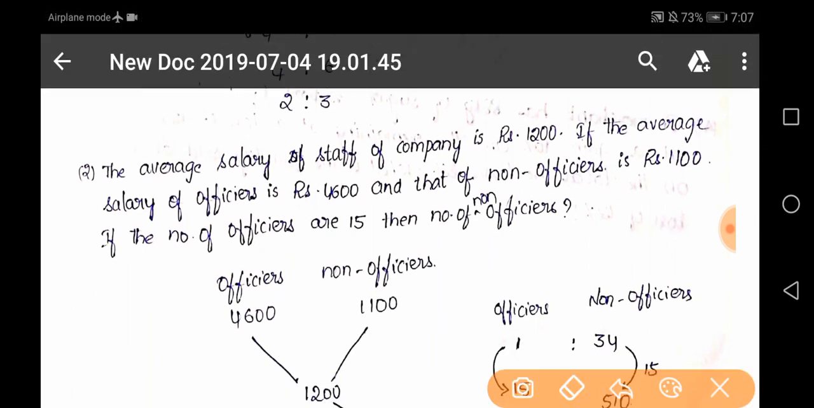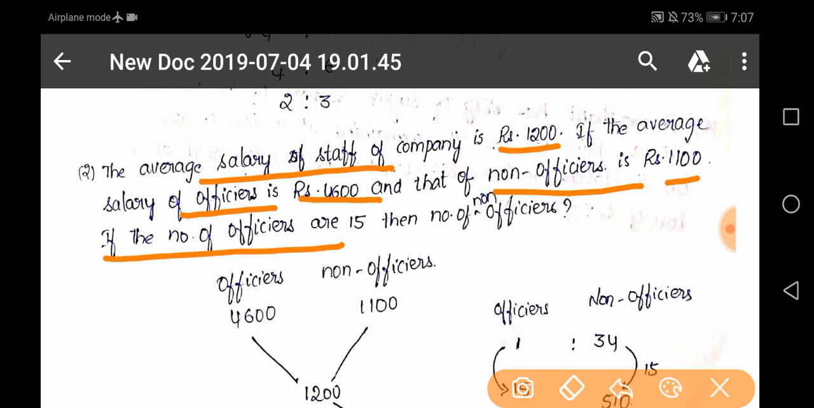Here we have the average salary of the staff of a company is 1200. The average salary of officers is 4600, and of non-officers is 1100. If the number of officers is 15, we have to find out how many non-officers there are. So they have given the average salaries of officers and non-officers, and the overall average salary. We have to find the number of non-officers.